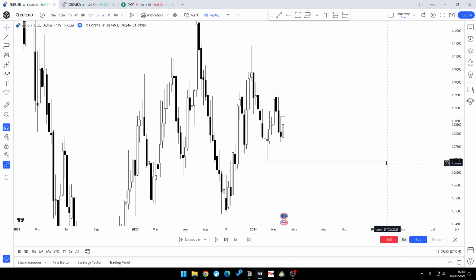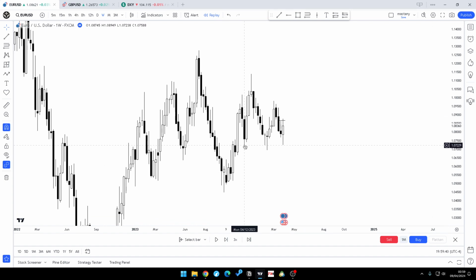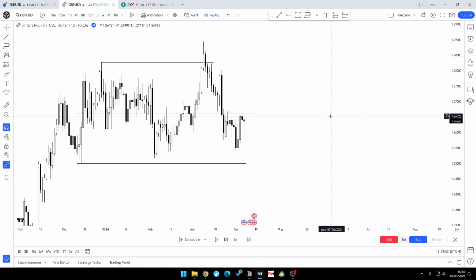My opinion is that I would like to see lower prices yet, because I'm viewing this as a head and shoulders to generate sell side expansion. Sorry, a pop above an eye to then continue lower on the downside. Same thing on GBP.